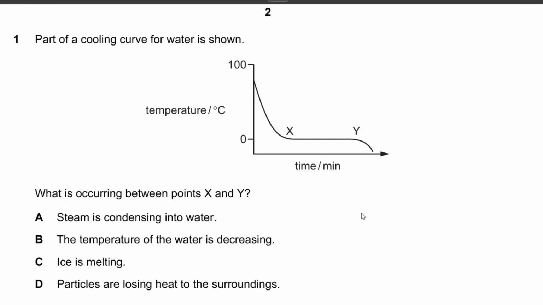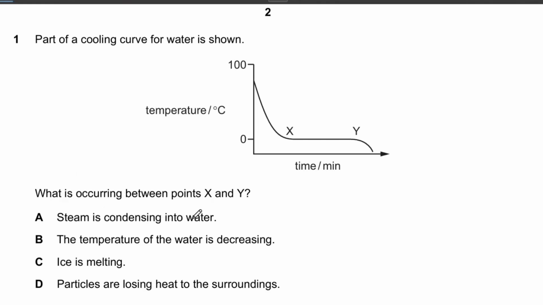Let's begin. Question 1. Part of a cooling curve of water is shown. I have a diagram here. What is occurring between point X and Y? Now, if you look at point X and Y, it's a flat line showing us energy change and not temperature change. Please take note. Energy change. This is energy change and not temperature change. So that means our answer is going to be A.